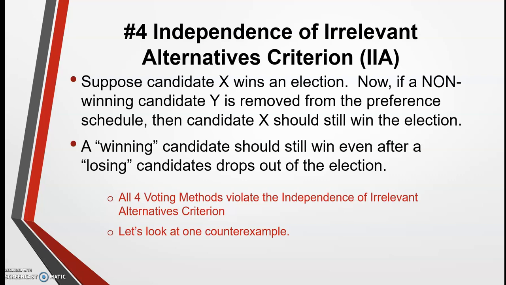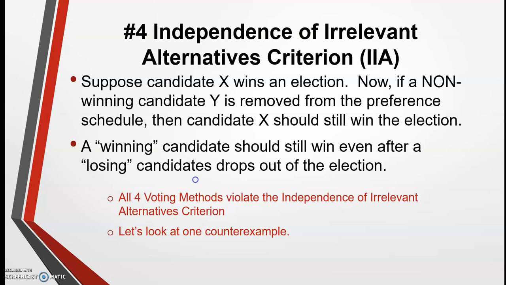we will refer to commonly as the IIA. What it says is, suppose that candidate X wins the election. If a non-winner is removed, then it stands to reason that that same winner is going to win. And what we're going to see is that is not always the case. In fact, all 4 voting methods violate the IIA criterion. In other words, any of the methods that we have studied can result in an original winner losing because a non-winner is removed.